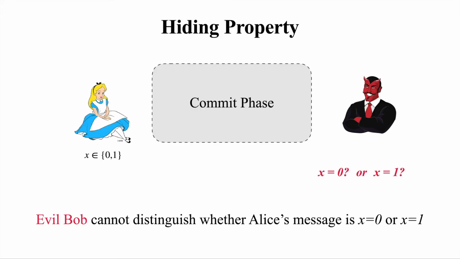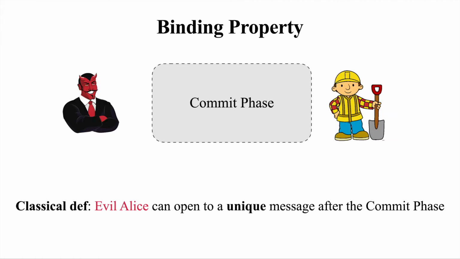Okay, so we require a commitment scheme to satisfy two properties. One is hiding, the other one is binding. The hiding property just says that if Bob is evil, then he should not be able to distinguish whether Alice committed to bit 0 or bit 1. The binding property is a bit more tricky to formalize in the quantum setting. In the classical setting, we roughly require that if Alice is evil, then it should not be able to open to a different message than what was committed to in the commit phase.